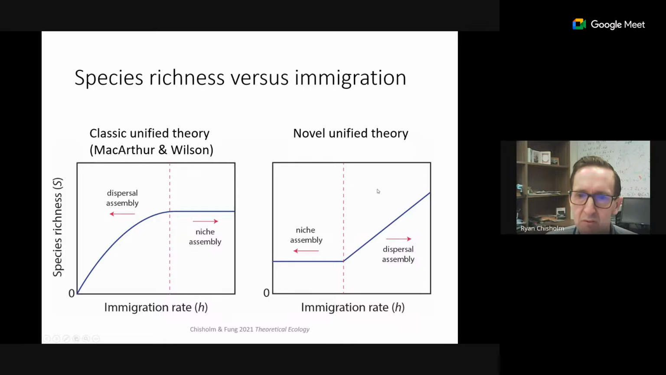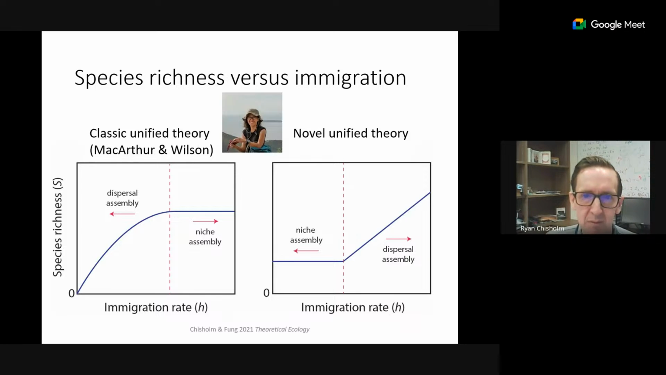Under our novel unified theory, we said the opposite. We said niche assembly applies where immigration is very low, and dispersal assembly applies when you have enough immigration to sort of overwhelm the niches and provide more than one species per niche at the dynamic equilibrium. And we wanted to do an experiment on this.